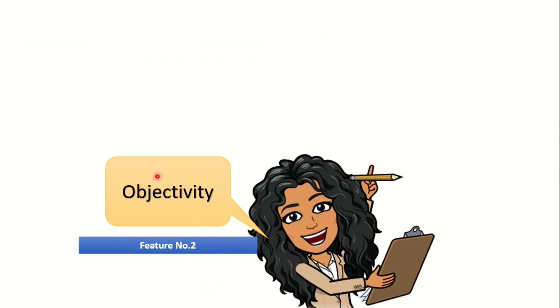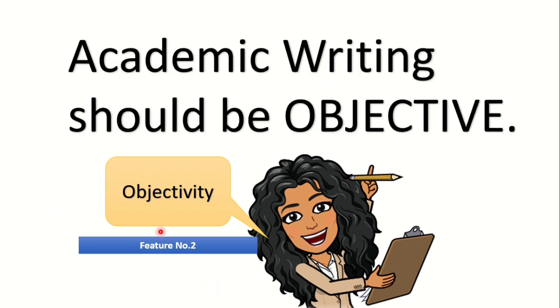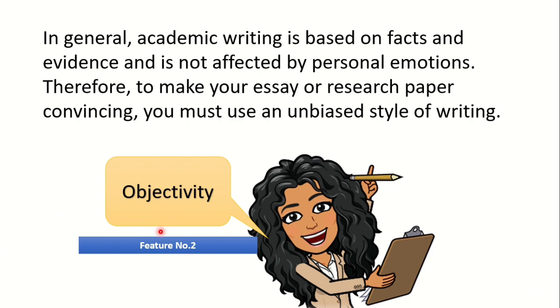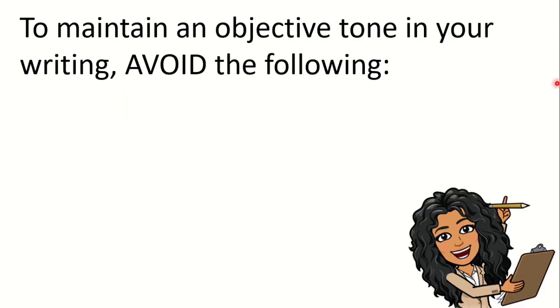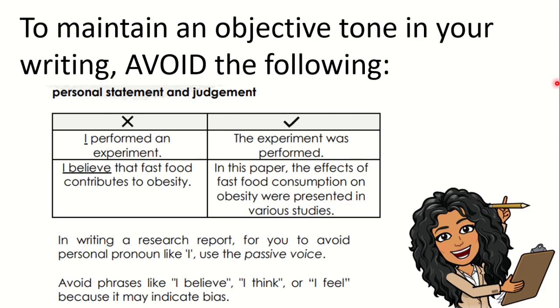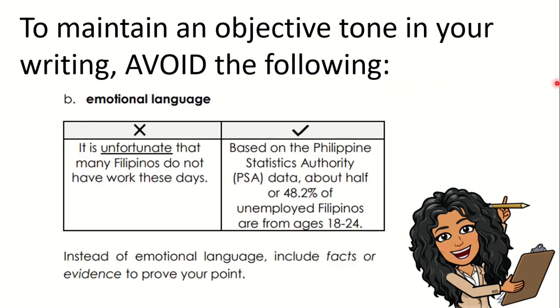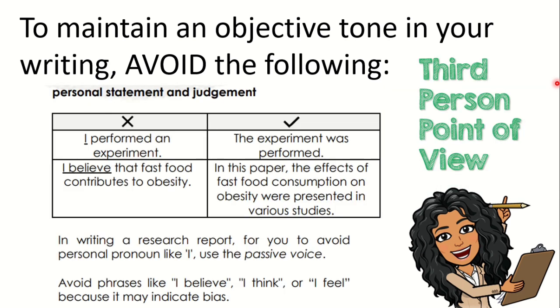Feature number 2, we have objectivity. Academic writing should be objective. In general, academic writing is based on facts and evidence and is not affected by personal emotions. Therefore, to make your essay or research paper convincing, you must use an unbiased style of writing. How? We avoid personal statement and judgment, and we avoid emotional language. Okay, with personal statement and judgment, we use the third person point of view and the passive voice.